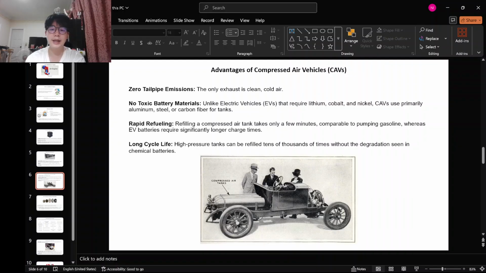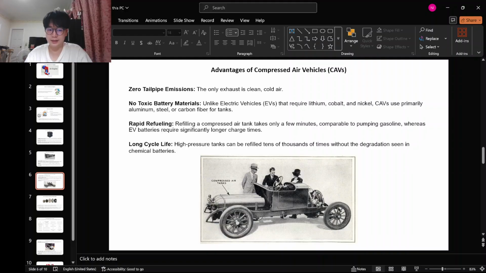The advantages of compressed air vehicles. The first one is zero tailpipe emissions. The only exhaust is clean, cold air. Two, there are no toxic battery materials, unlike EVs that require lithium, cobalt, and nickel. CAVs use primarily aluminum, steel, or carbon fiber for tanks.